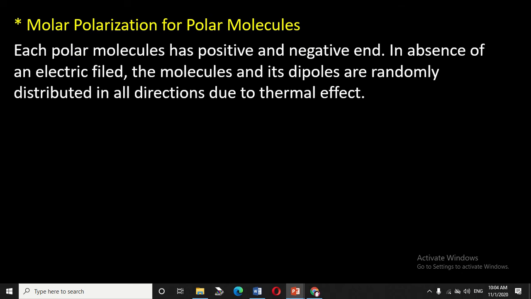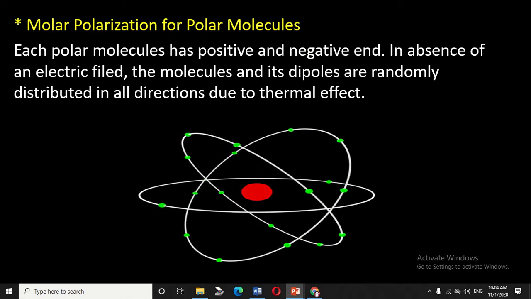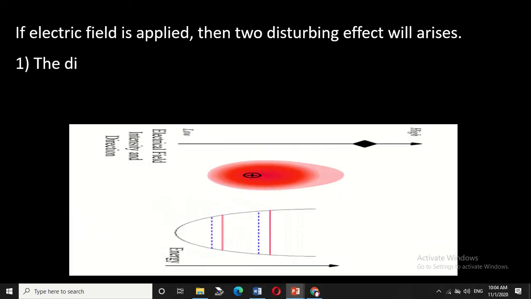We know that each polar molecule has positive and negative ends. In the absence of an electrical field, the molecules and their dipoles are randomly distributed in all directions due to thermal effect. But if an electrical field is applied, then two disturbing effects will arise.